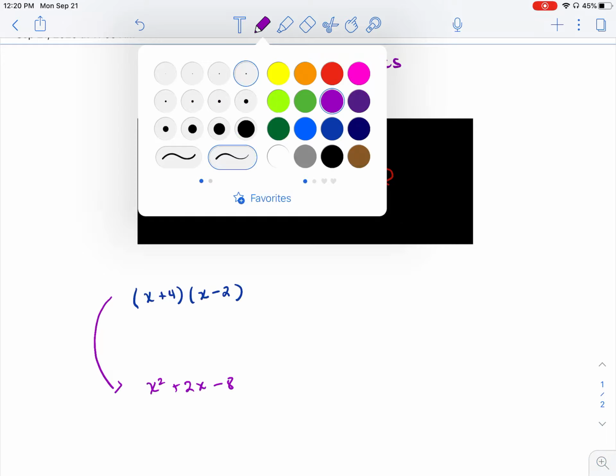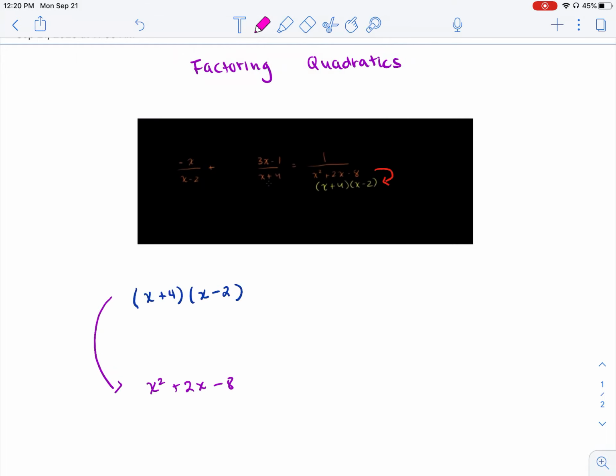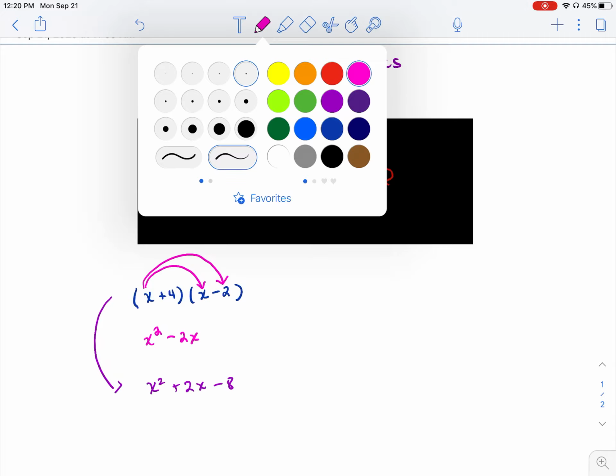The way we do this is we use the distributive property. You look at the first term, x, and we distribute it to the first term and second term. So we do x times x, x squared, and then the second arrow is x times negative 2, so we get negative 2x. We did the distributive property once, but we do have a second term here, so we're going to do the distributive property again.